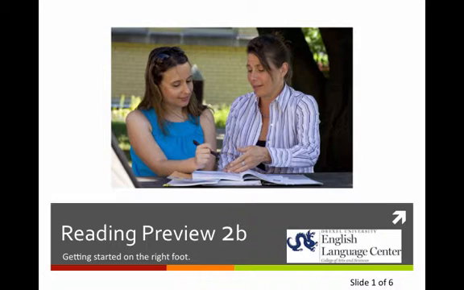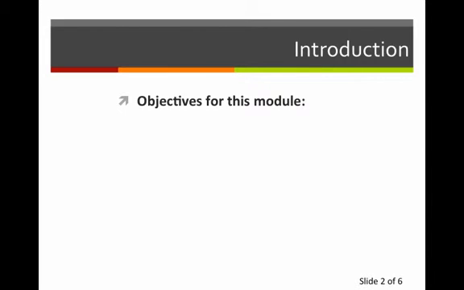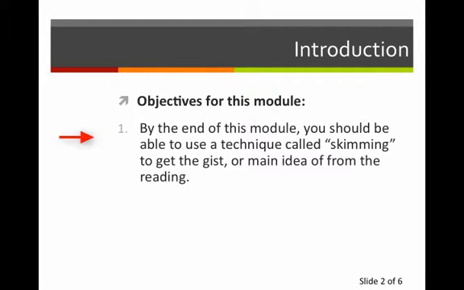By now you should know how to analyze the text structure, so it's time to go a little deeper into the text. By the end of this module, you should be able to use a technique called skimming. This will give you the gist or the main idea of the reading.